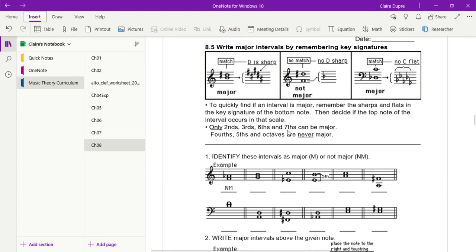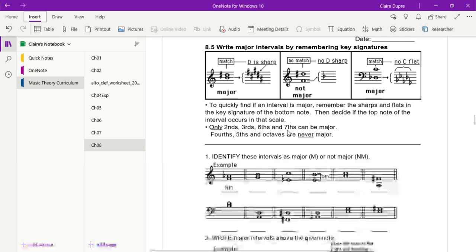Okay, now, sometimes when you are figuring out intervals, you can't write out the entire key signature, then write out the entire scale. So getting those key signatures in your head is going to be extremely helpful when you figure out intervals. So this is so you can quickly find it just by thinking it. So to quickly find if the interval is major, remember the sharps and flats in the key signature of the bottom note. Then decide if the top note of the interval occurs on that scale.